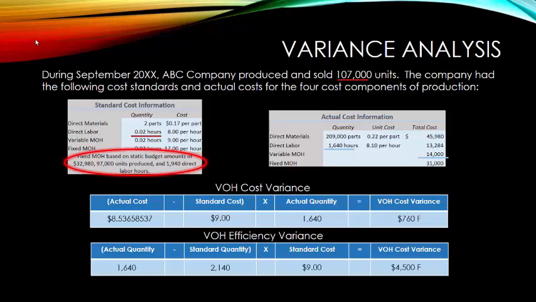So what does this mean? Well, we were allocating out costs based upon how many labor hours that we had. And if they didn't work as many hours, we won't have allocated as much cost. So our $4,500 difference in here can be explained by the fact that we were very efficient with our cost driver, and it caused less overhead to be allocated to these particular units.